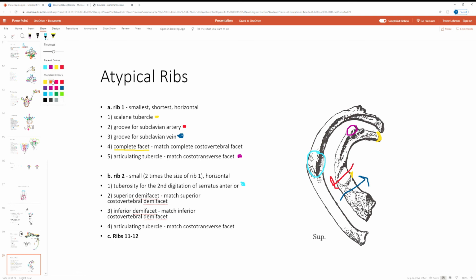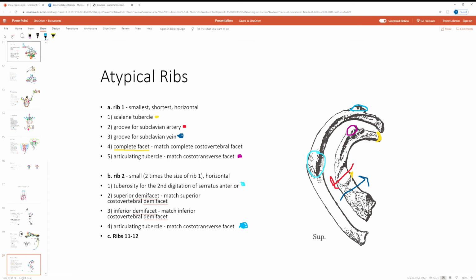This rib has demifacets, which we're not really going to be able to label very well, but say we have a superior. This is a superior view, so really this whole area could be superior. And then inferior is going to be down below, so we're not going to really be able to see those here, but it does have demifacets, not a complete facet. And then it has an articulating tubercle as well. Right there. Articulating tubercle.